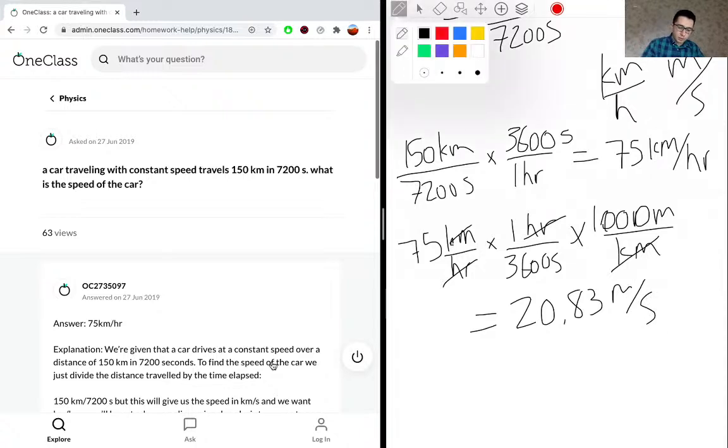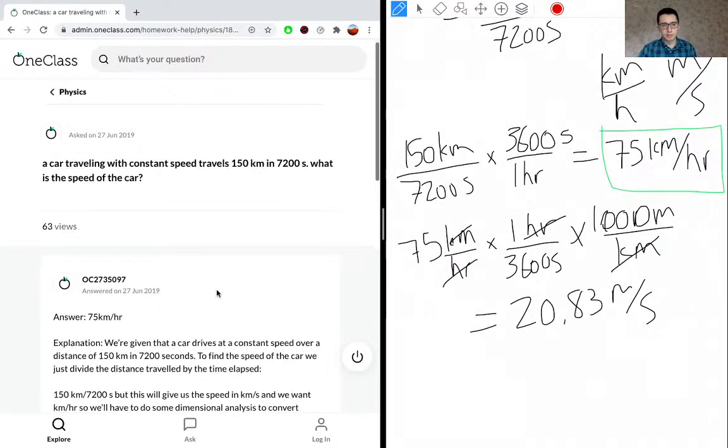Most likely this question would ask you to write in kilometers per hour because this is a whole number while the rest is giving decimal places. So our final answer is 75 kilometers per hour is the speed of the car.